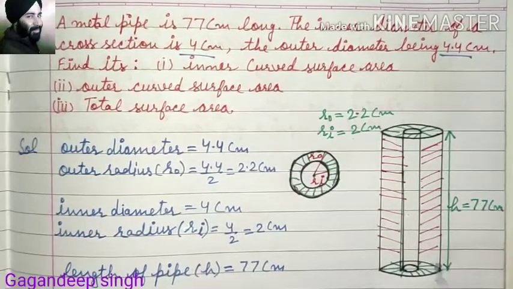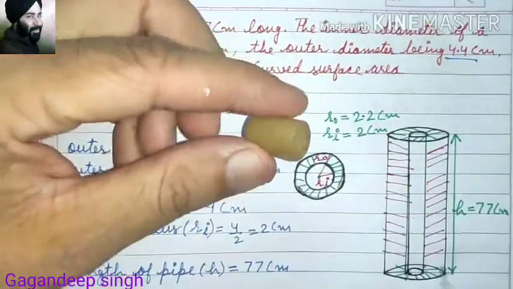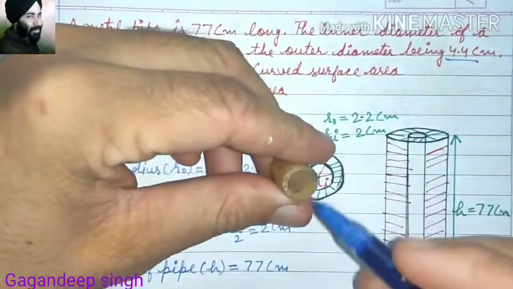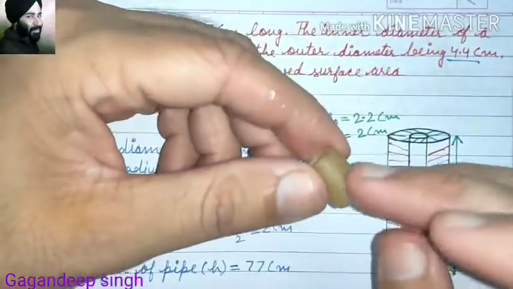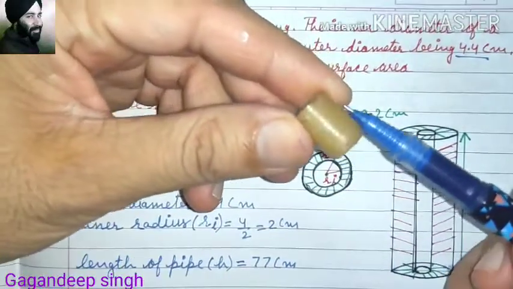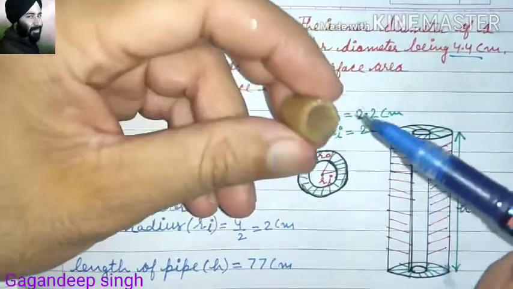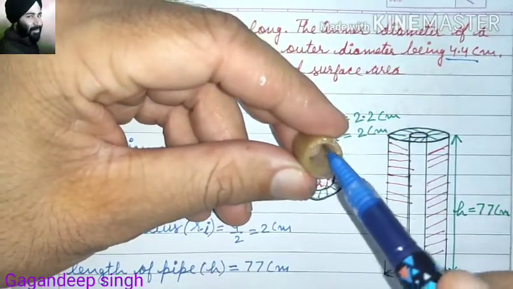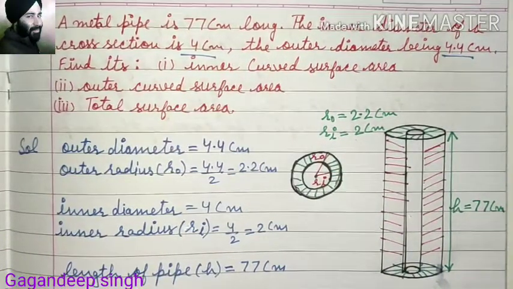In this question 3 parts are there. In the first part we have to find inner curved surface area. For example, I have taken a piece of this cylindrical pipe. You can see that it is hollow from inside. So what is its outer surface area? The surface area from outside is known as outer surface area and the surface area from the inner side is known as inner surface area. So in the first part we have to find inner CSA.